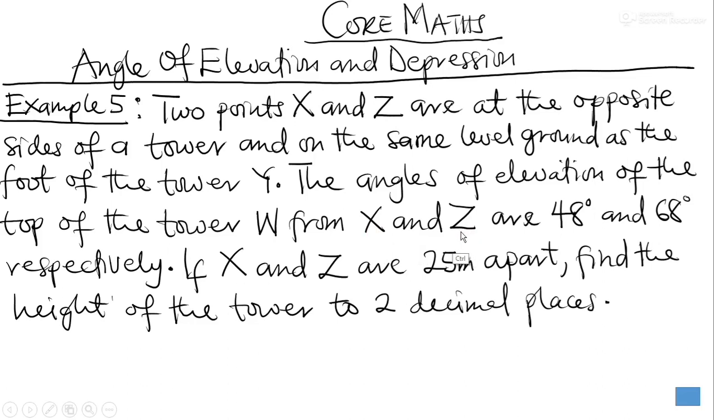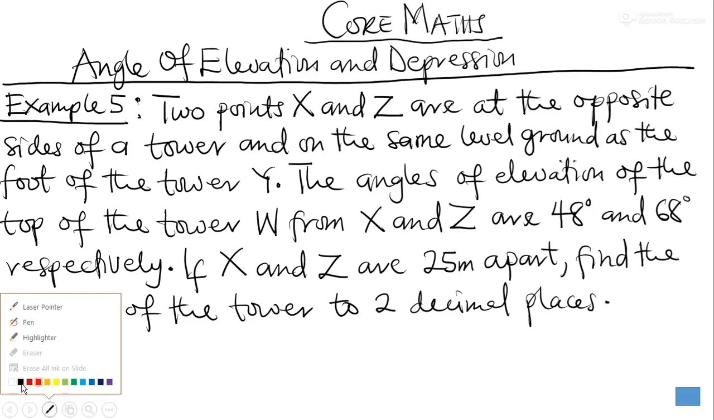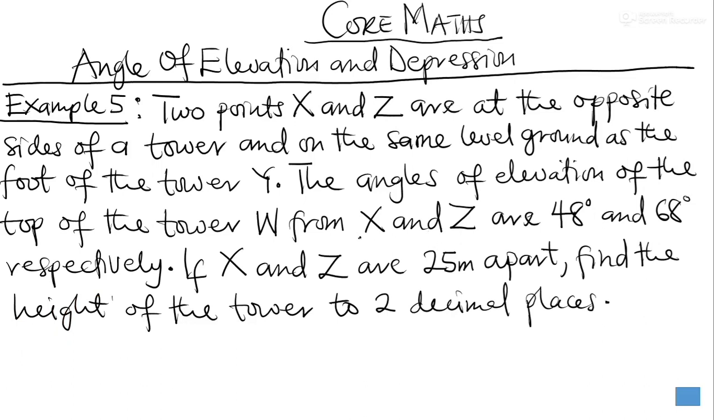Good. So now that we have identified our object and the points of observation, let's take note of the other information that will help us draw the diagram. We have our points of observation, which are X and Z, and our object, the top of the tower. These are the angles of elevation, and we've been told that X and Z are 25 meters apart. I hope you are following. These are the basic information that we need to draw the diagram, so let's now proceed to draw it.